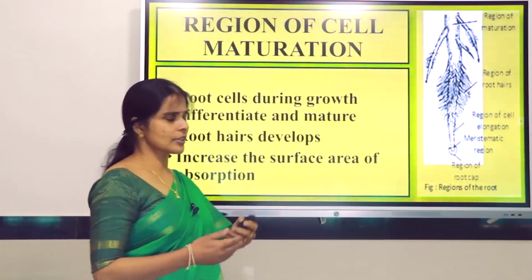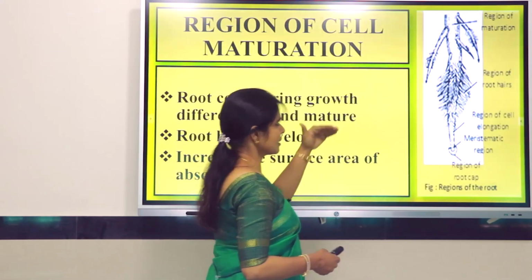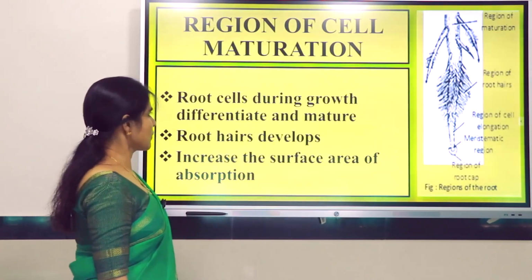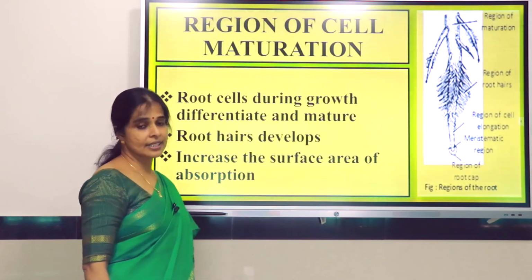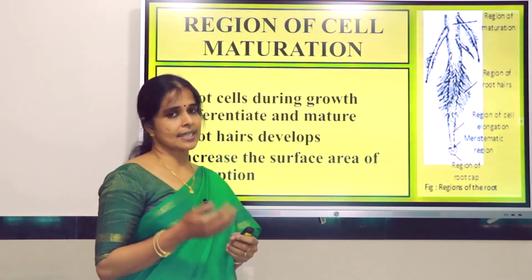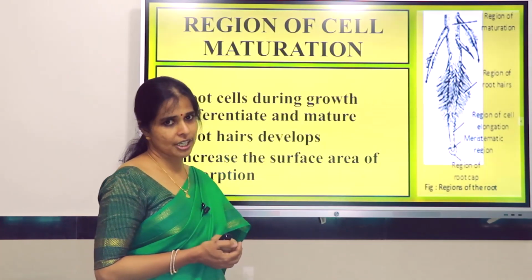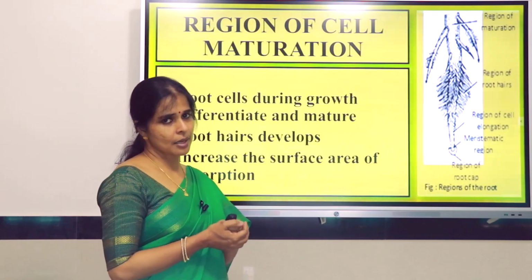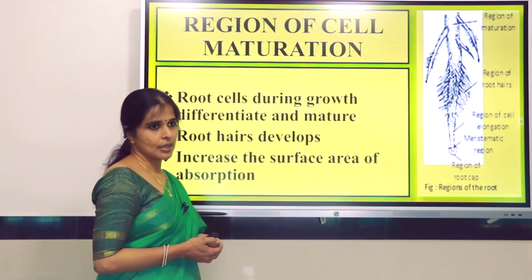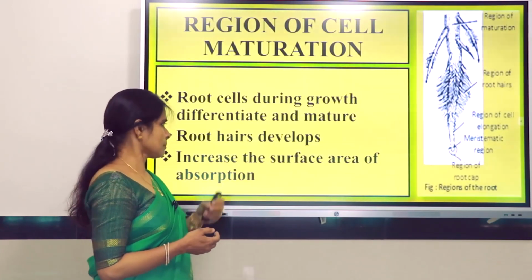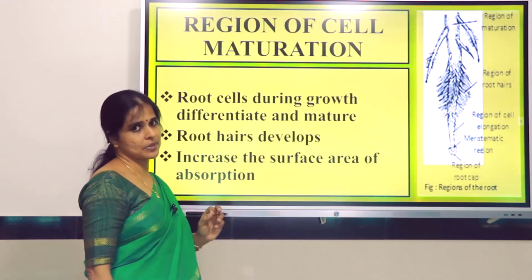Next is, after the meristematic region and then elongation, the third region. The third region is where, during the growth process, differentiation of the cells takes place and they get matured. So, older cells, when they are dividing, younger cells are present in the region of elongation. The older cells are pushing backward. These cells differentiate or mature. Once they mature, from that region the root hairs develop.